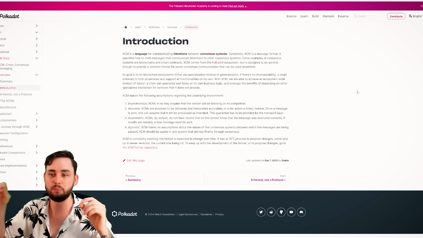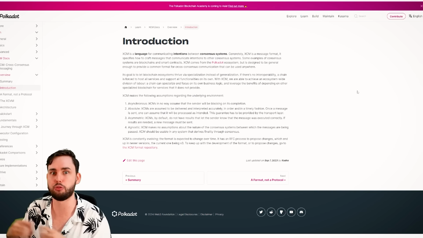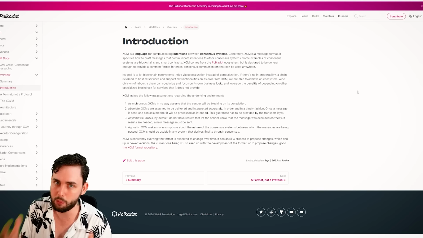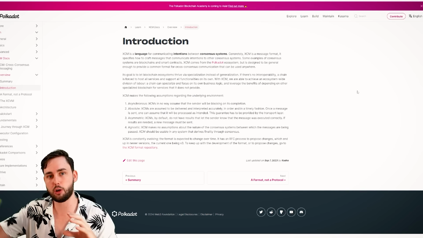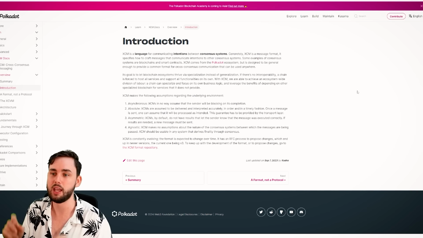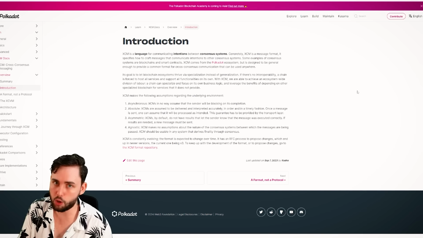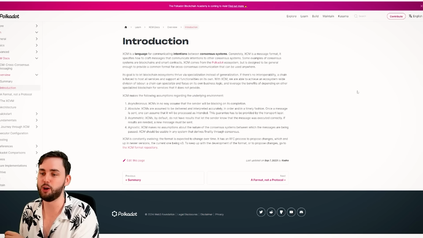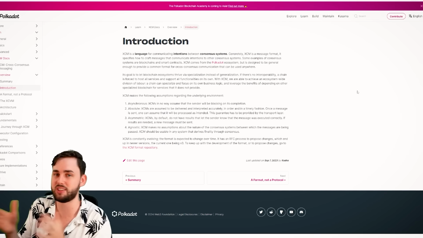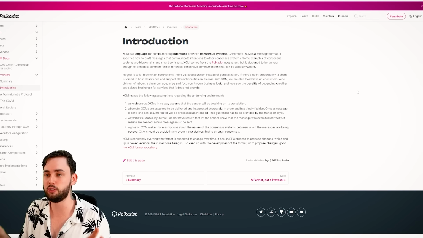Now, this itself isn't actually a protocol. This is a messaging format. The protocol, or the vehicle that will allow this communication to happen, is the XCMP, or the cross-chain messaging protocol. So very similar. One's XCM, one's XCMP. Don't get them confused, they work together.